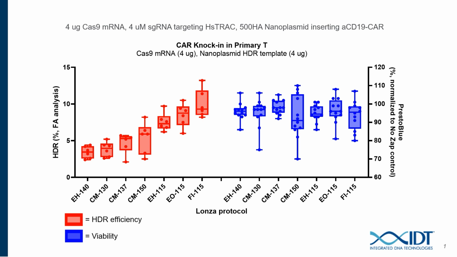And this graph is a comparison of Lonza nucleofection protocols, including some that were recommended by Lonza and some that were just identified from the literature. These were tested for their effect on HDR in primary T cells using that same CAR knock-in nanoplasmid template. And there are some clear differences in editing efficiency depending on the Lonza nucleofection protocol. So this is another step that can be optimized for everyone's specific use case. So when using Cas9 mRNA and nanoplasmid HDR templates, we use the optimal electroporation settings that we determined empirically.